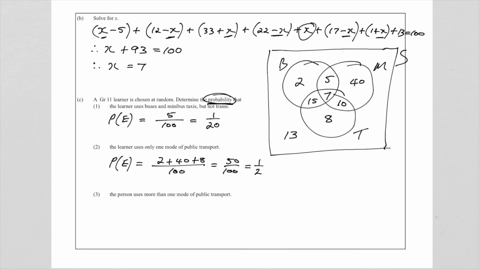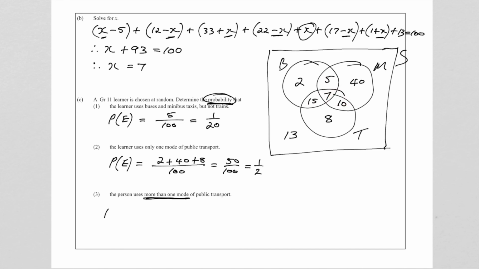For the last question, they ask us to find the probability that a person uses more than 1 mode of public transport. Now, it's very important to take note which parts are we supposed to add here. They say to us quite clear, uses more than 1 mode. More than 1 mode means we must exclude those 3 as well as this one, because this is no public transport. These ones use 1 mode of transport. More than 1 mode will be this, plus the 7, plus the 10.